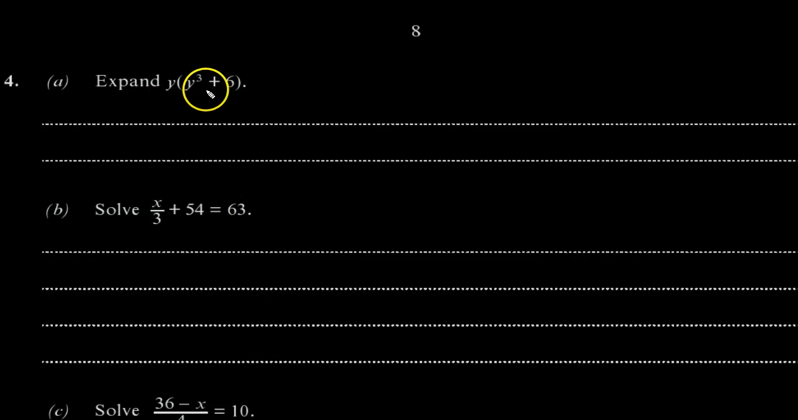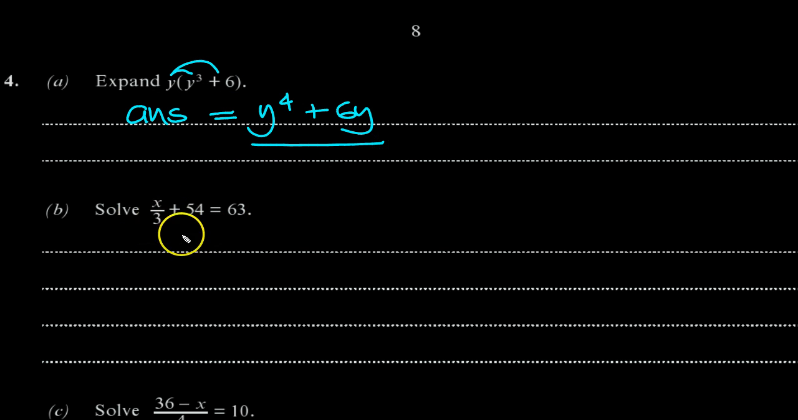Expand this expression here, y times y cubed plus 6. So to expand a bracket we draw two lines, don't we? One for the first and one for the second. So here the answer is y times y cubed is y to the 4. And then it's y times 6, which is 6 lots of y.